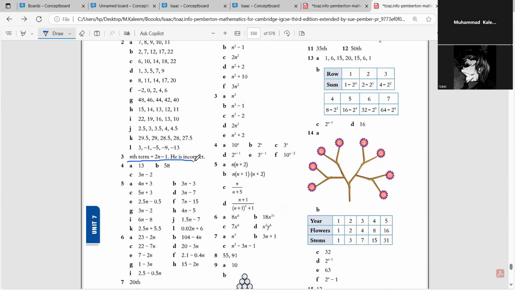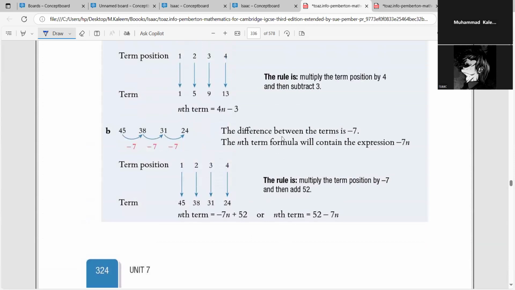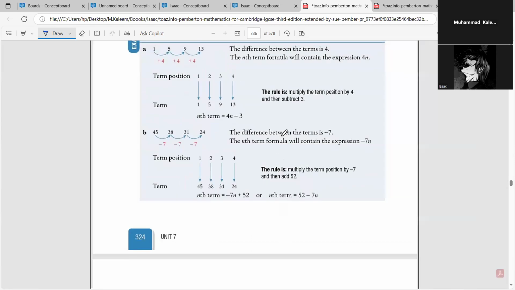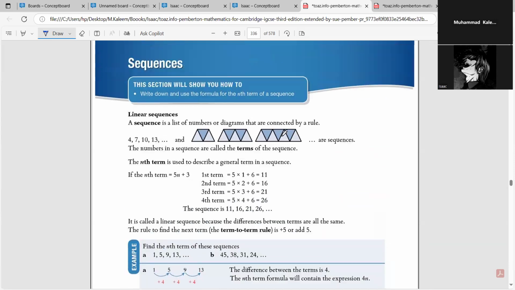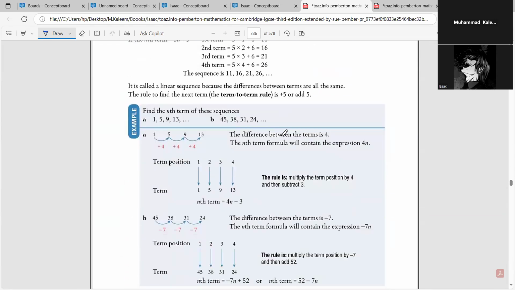The nth term is this one. He is incorrect, and they calculate the nth term. You know how to calculate it? The nth term. Oh, yes, I think I do. Are you sure? Nah, I'm not sure.